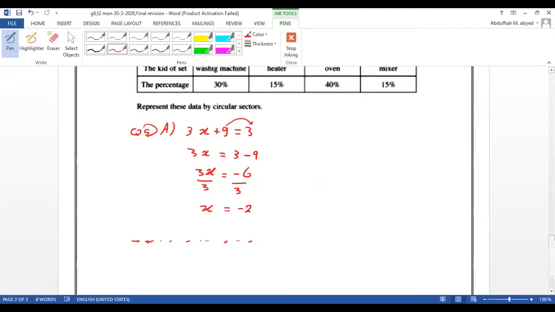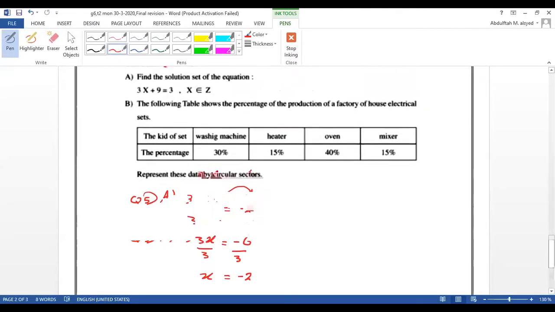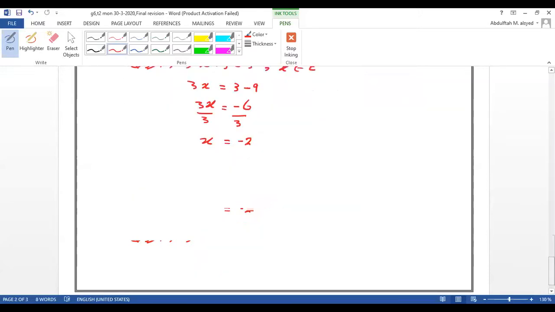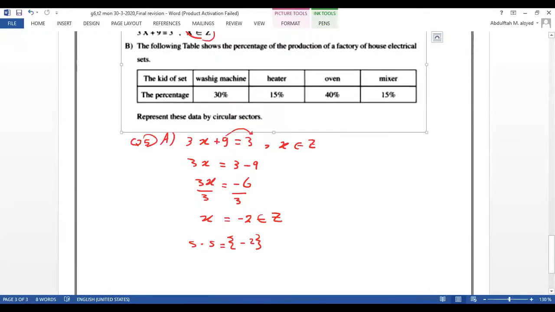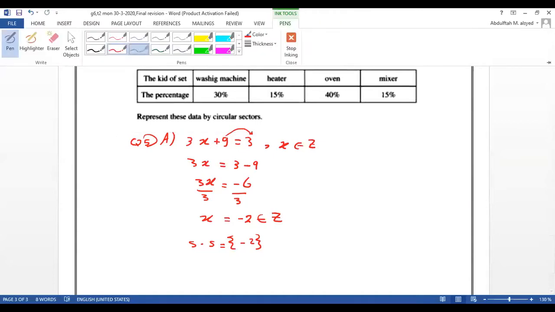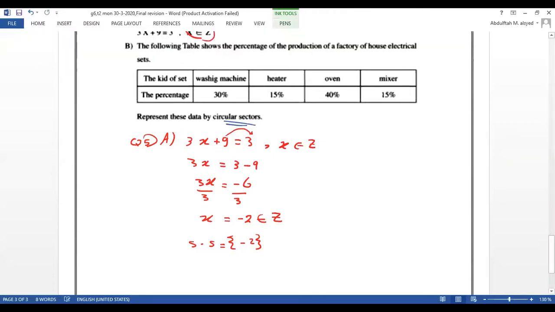Okay, and the substitution set is x belongs to Z. Okay, and does x here belong to Z or not? It belongs to Z. Yes, it is. So the solution set equals negative 2. How do we represent it? We want you to represent it using a circular sector graph.